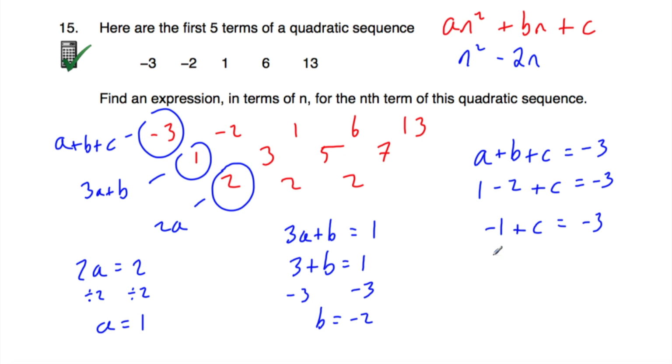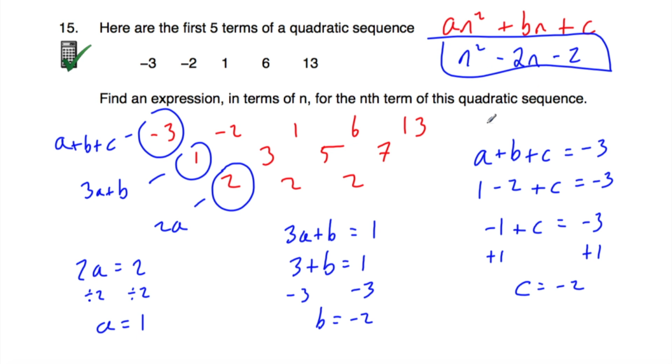Now we want the c on its own, so let's add 1 to both sides. So add 1 and add 1. And we'll get c is equal to, and minus 3 plus 1 will be minus 2. So that means that the nth term of the quadratic sequence is n squared subtract 2n subtract 2. And that's it.